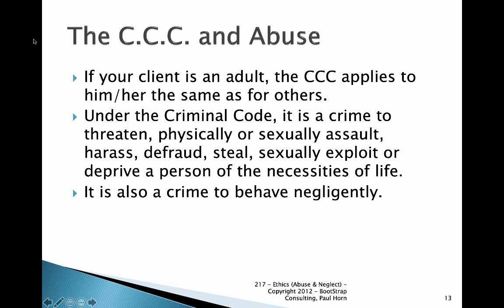So again, this particular law doesn't particularly use the term abuse. Instead, it has a whole bunch of different names for specific crimes. And if you as a person in power commit a crime like that against an individual who is more vulnerable, the courts may deal with it in one or two ways. One of them is that they may use the term aggravated in front of that crime.